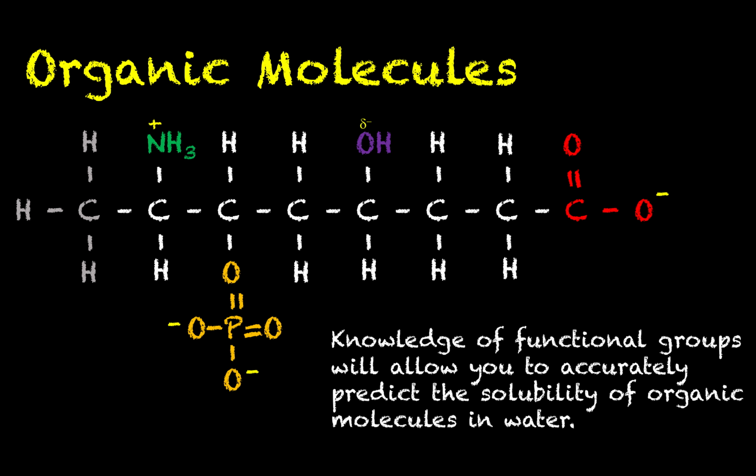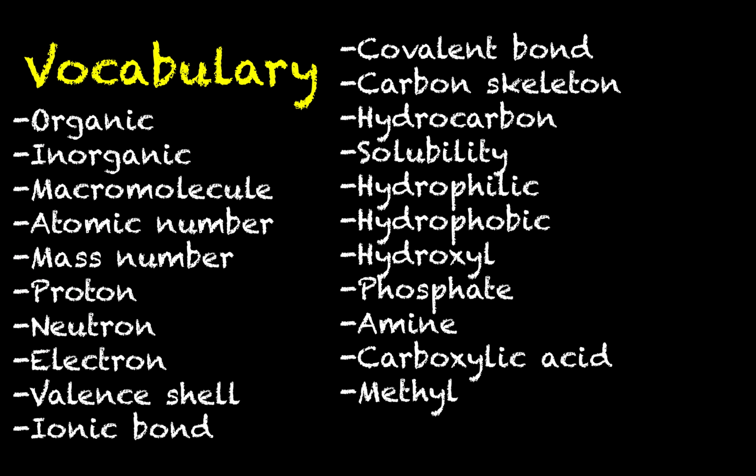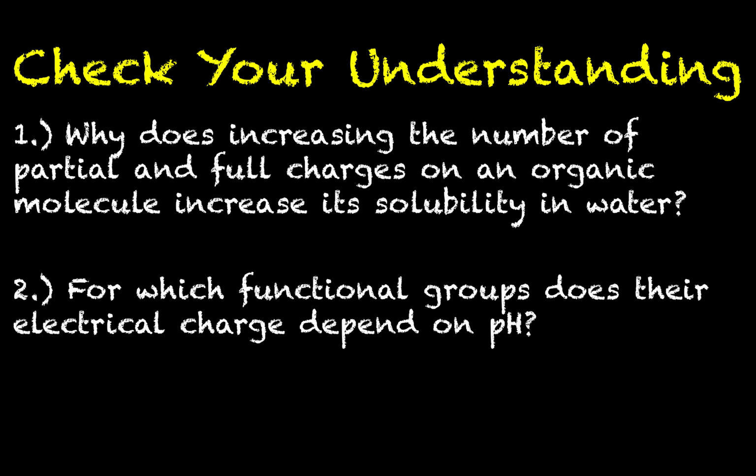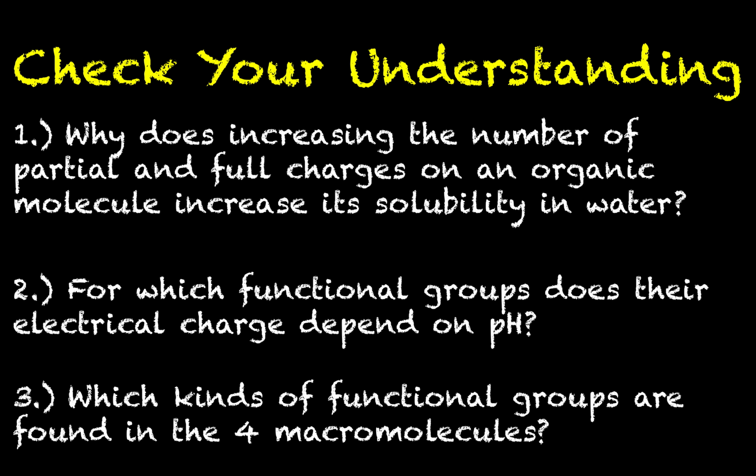And believe me, that's actually going to be a very useful skill for you as you progress throughout your human physiology course. Okay, that's going to do it for this video. Here is a list of vocabulary terms I think you ought to be aware of after this video. And then for checking your understanding, number one, why does increasing the number of partial and full electrical charges on an organic molecule increase its solubility in water? Number two, for which functional groups does their electrical charge depend on the pH? And number three, which kinds of functional groups are found in the 4 different macromolecules?